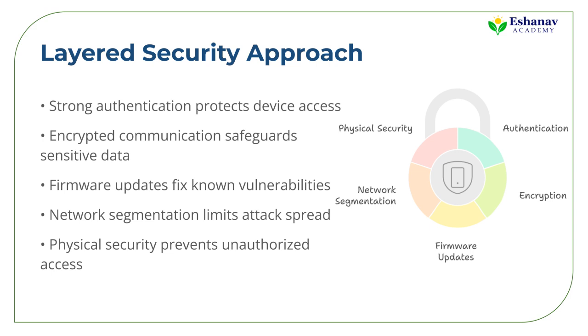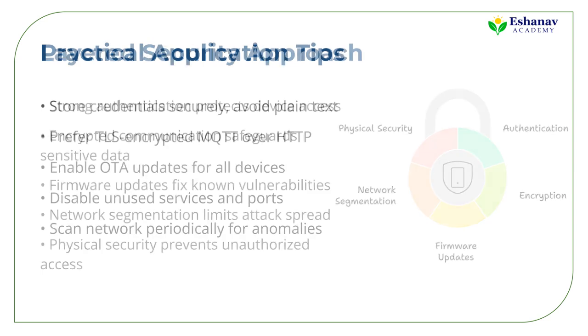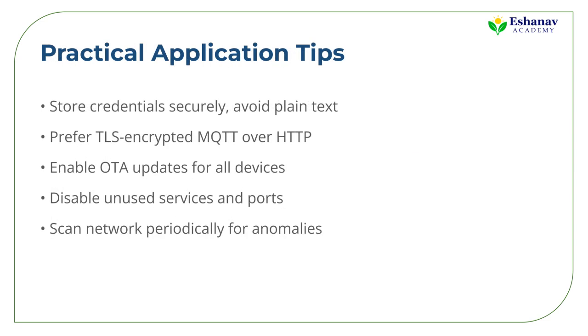Visualize. If firmware fails, encrypted channels and network segmentation limit damage. Always design systems with multiple protective layers to stay ahead of attackers. Even as a beginner, you can implement professional-level IoT security on ESP32 projects.